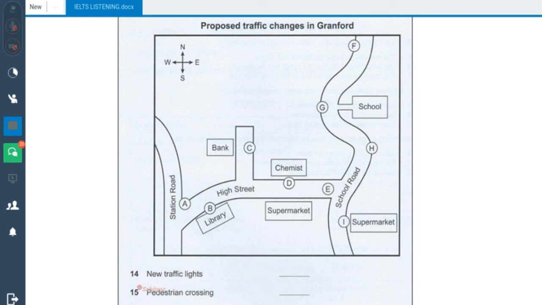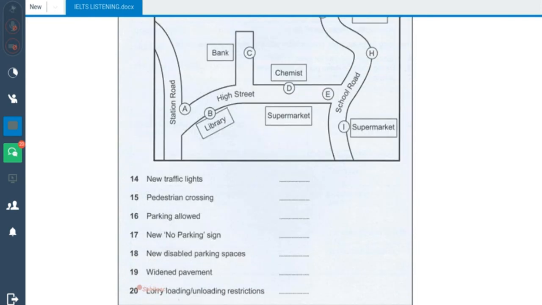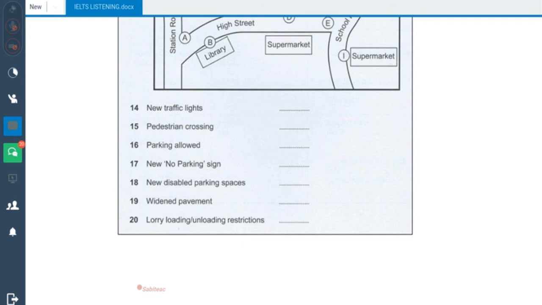I don't know if you can see question 14. Let me scroll. If you cannot see, that's question 14. Okay, it says new traffic lights. So I think I'll use this as an example to explain. Question 14 says new traffic lights.